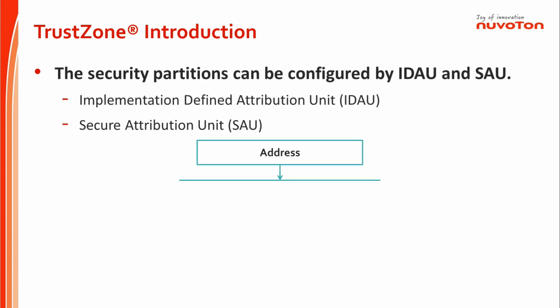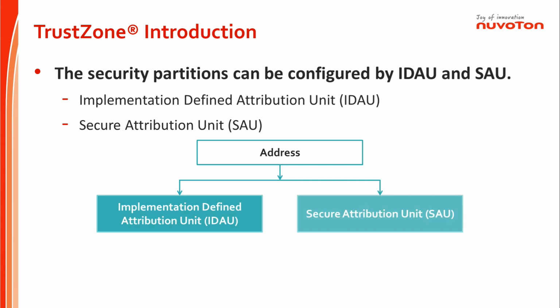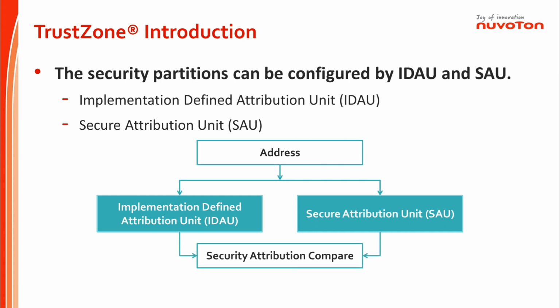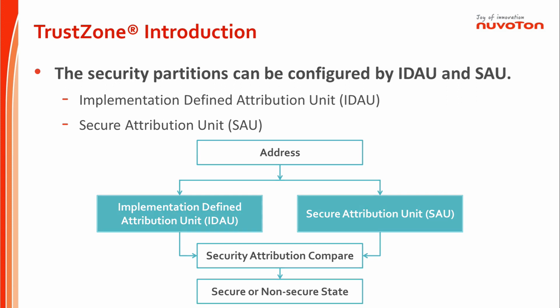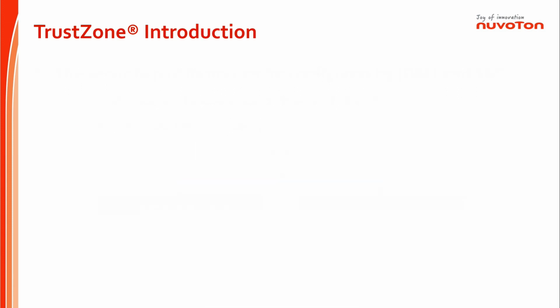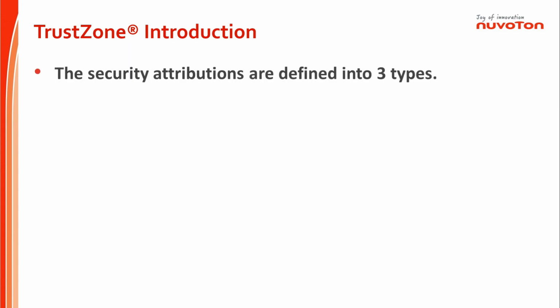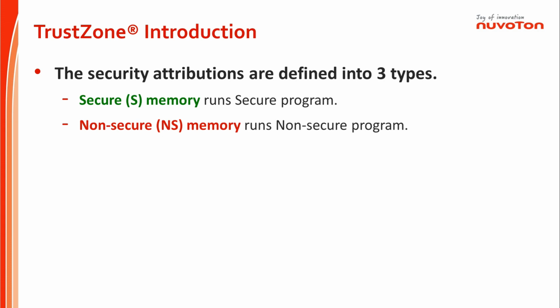In order to partition system security, memory address security attribution can be configured by IDAU and SAU. The security result is the higher security compared between IDAU and SAU. The security attributes of a memory map address can be configured as secure, non-secure, or non-secure callable.